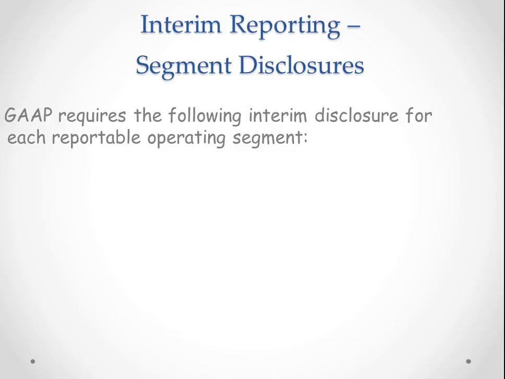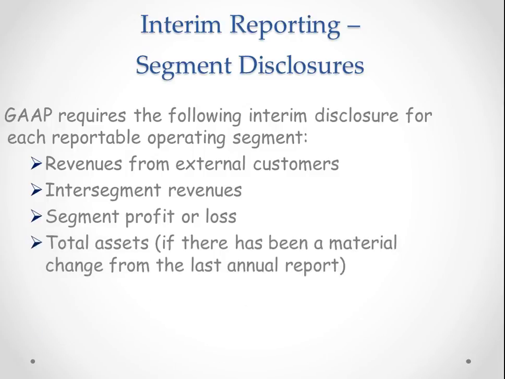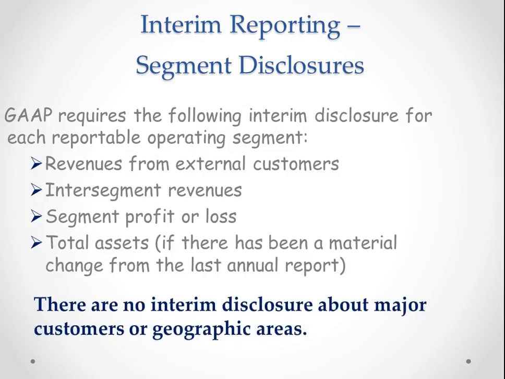Now, what do we have to disclose in these quarterly reports? We have to do segments. We have to show revenues, intersegment revenues, revenues from external customers, segment profit and loss, total assets, and that's from doing our 3 tests we discussed in part 1. So you have to also show that information as part of the quarterlies. There are no interim disclosures about major customers or geographic locations, so you don't have to disclose that.